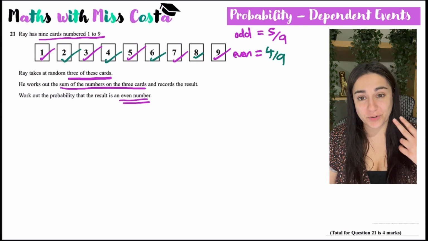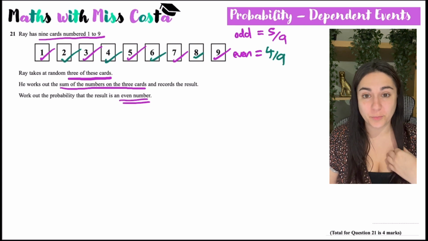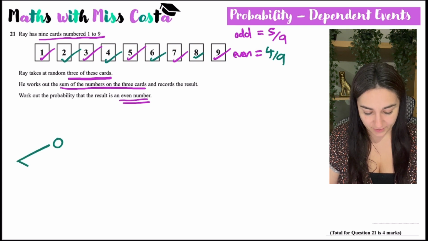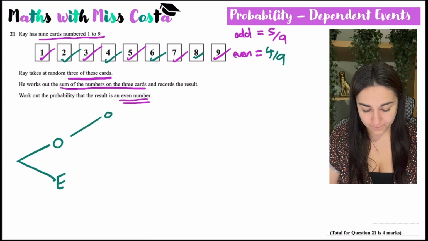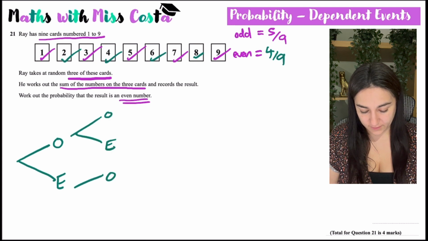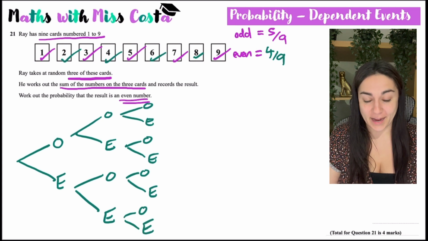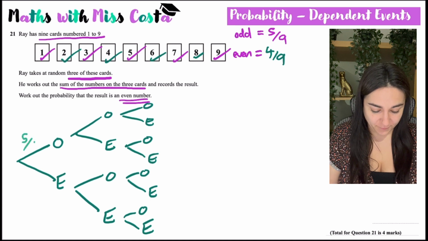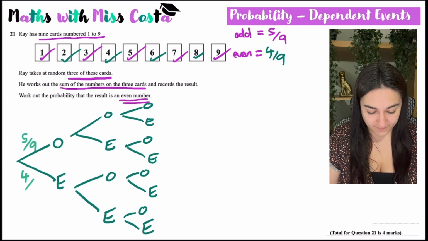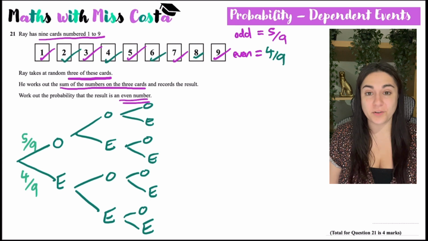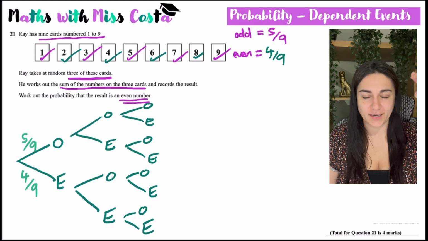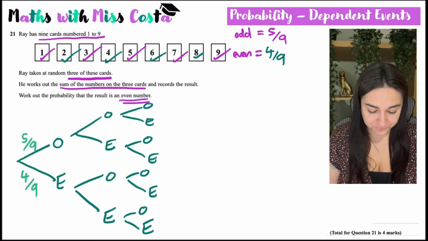I know that I pull out 3 cards, so I could set up a probability tree for this. So I've got odd and even, odd and even, odd and even, and then odd, even, odd, even, odd, even, odd, and even. So now let's work out the probabilities of that. So the first card, the probability of it being odd is 5/9, and the probability of it being even is 4/9. Always double check that your branches sum to make 1, because then you know you've got them right.